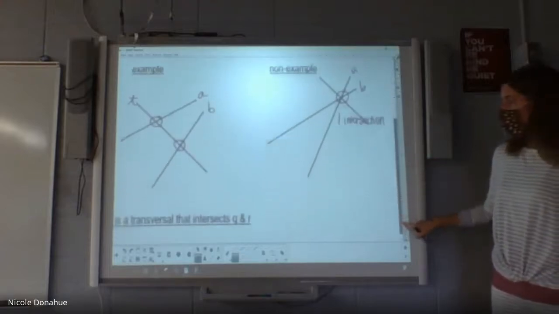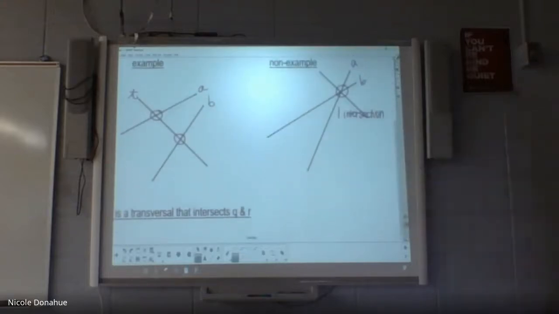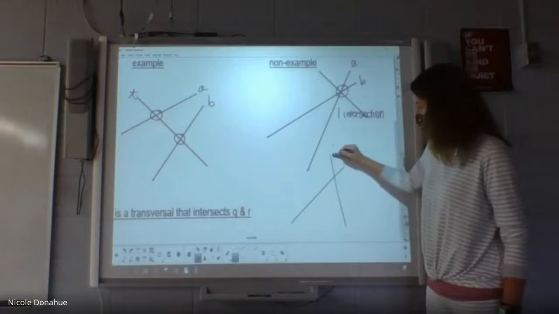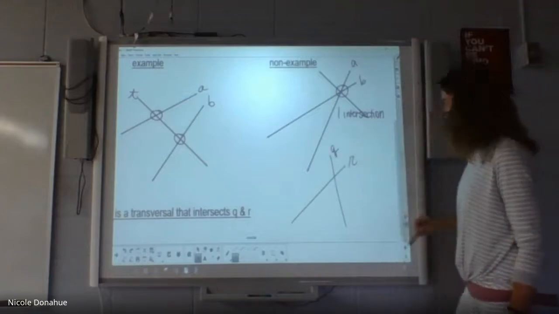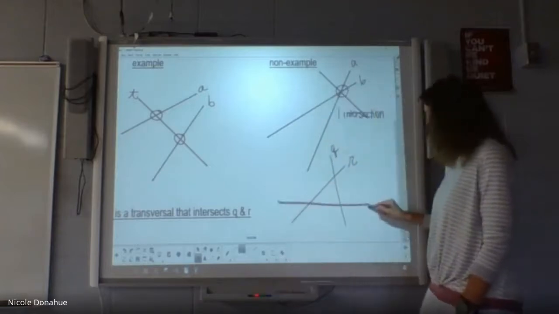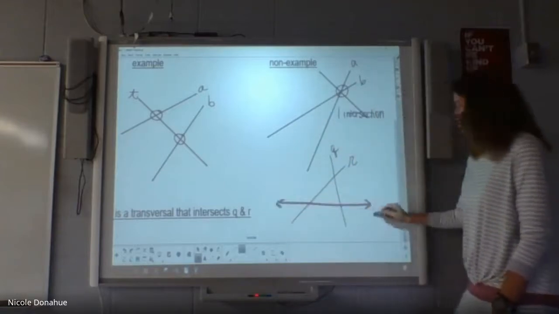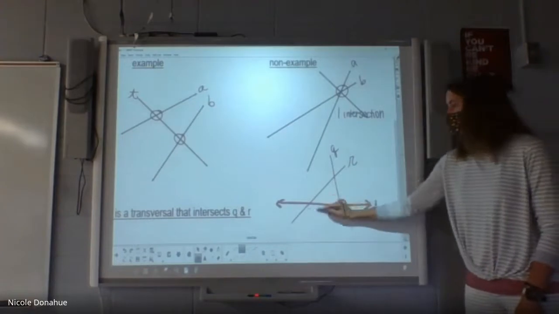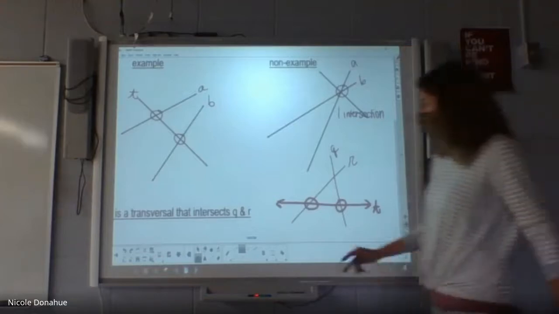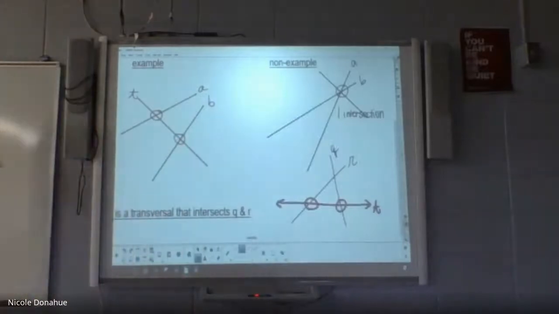And I'll draw one more picture similar to this one, but slightly different. So if we have Q and R, and then I want my line T as my transversal. So T in this case would be a transversal because it has two intersections. Now technically Q and R are also transversals, but we don't have to get into that right now. So T would be a transversal.